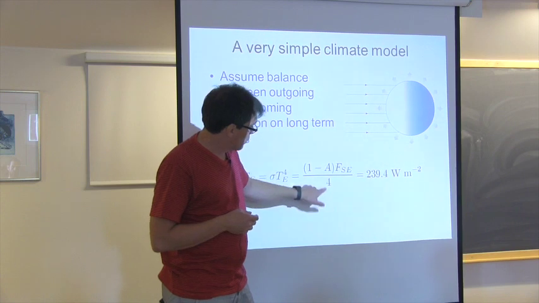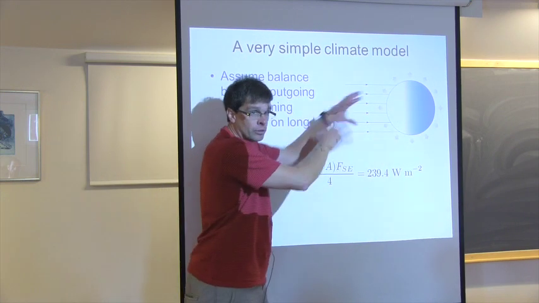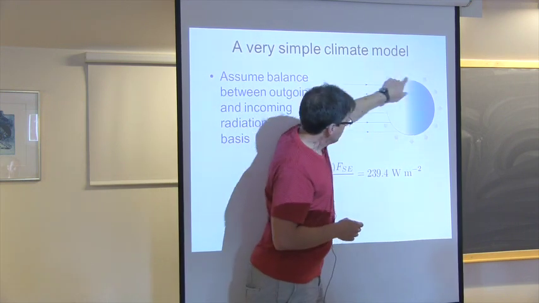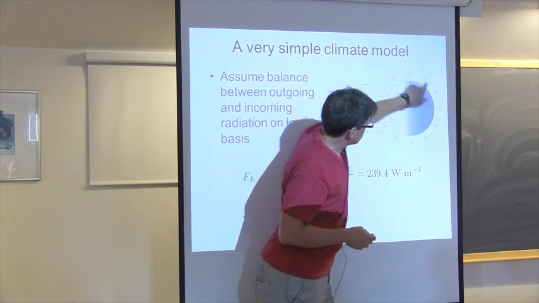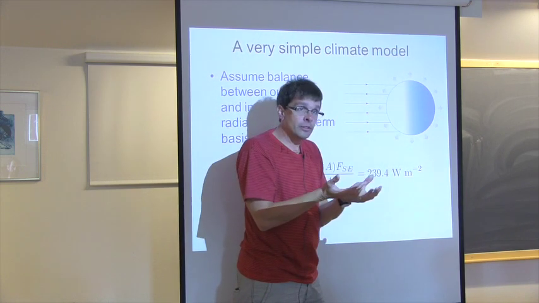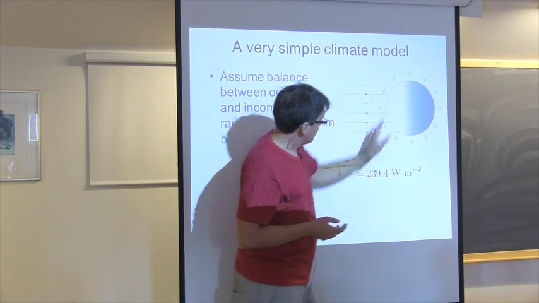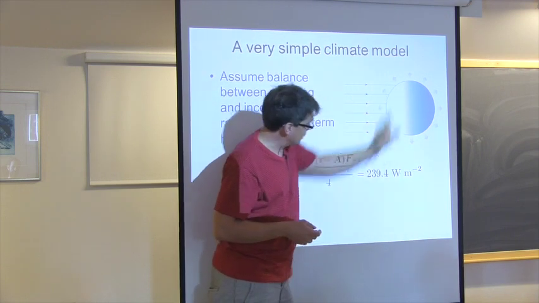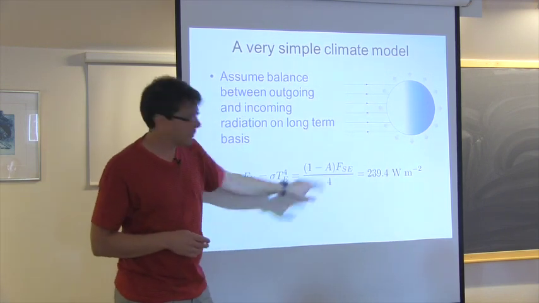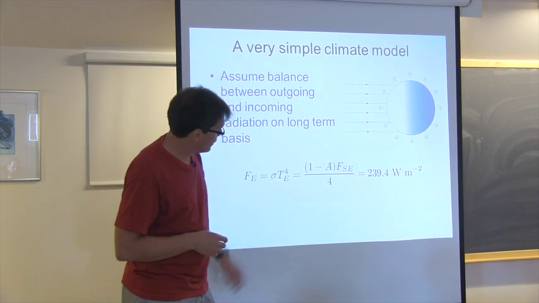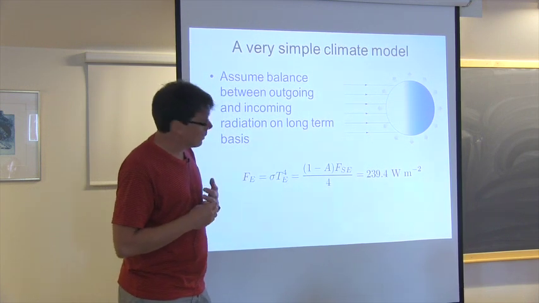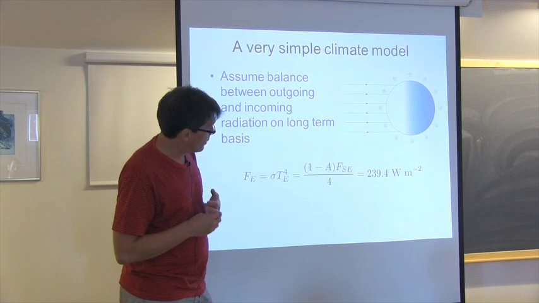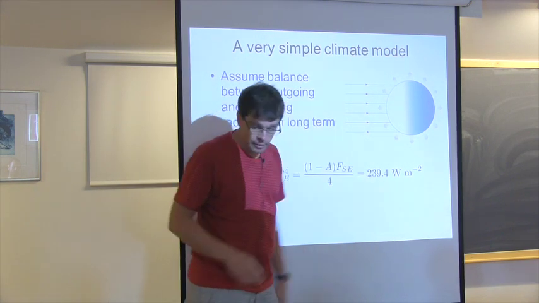And then there is a factor four here, and that has to do with the geometry of this system. Outgoing radiation is emitted from the whole surface of the globe, while this incoming radiation hits a disk here, and there is a geometrical factor coming in here that you can derive from quite simple mathematics. Then we know the number here.